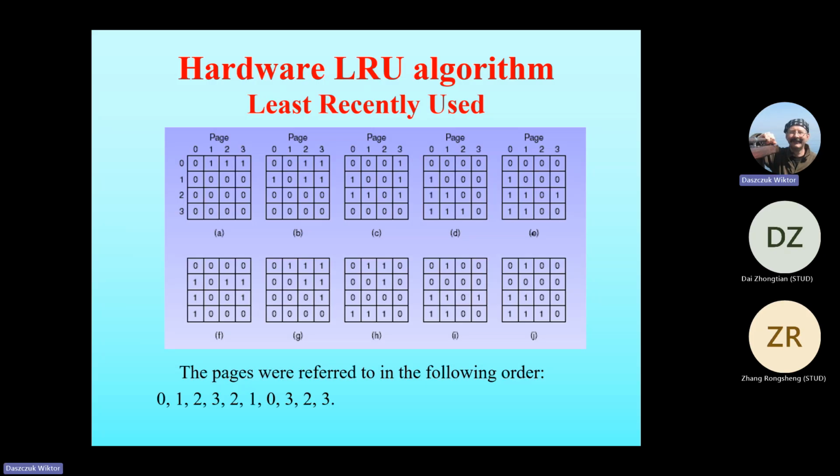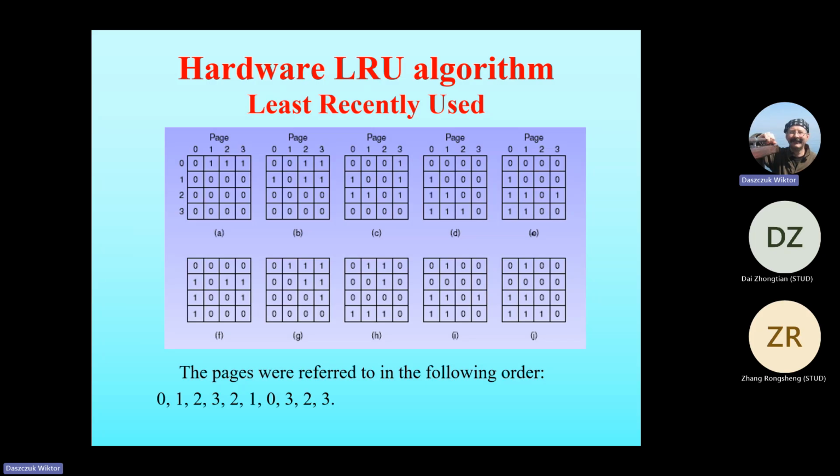Hardware least recently used algorithm. Least recently means the page that was used mostly in the past, least recently. So we need to learn what page was used when. And there is a clever hardware algorithm for that.